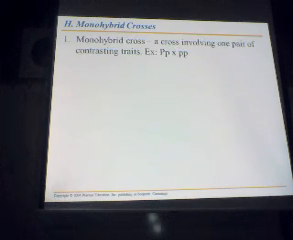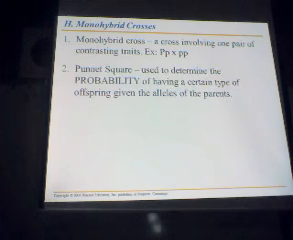The last thing in our notes today is we're going to learn how to do a monohybrid cross. If you're still struggling with these, please look at the other videos showing you more examples from our worksheet. For a monohybrid cross, we're crossing one pair of contrasting traits. We will use a Punnett square to determine the probability of a certain type of offspring having the alleles of the parent.